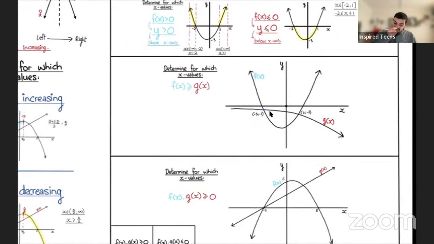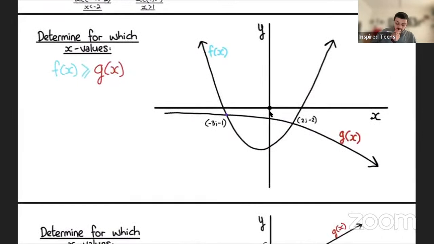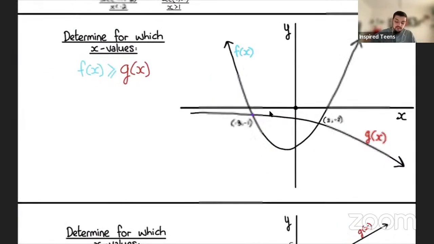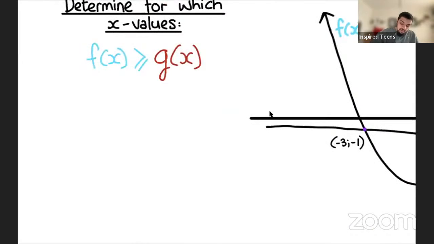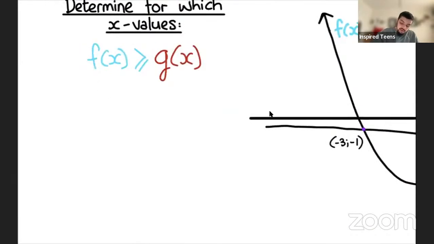All right. So the first one is: determine for which x values f of x is greater than or equal to g of x. So we need to understand that f of x is a y. This is the function of y, so y of f is greater than or equal to y of g. So the y of f and the y of g. So it's basically y is greater than y. That's essentially what it is.